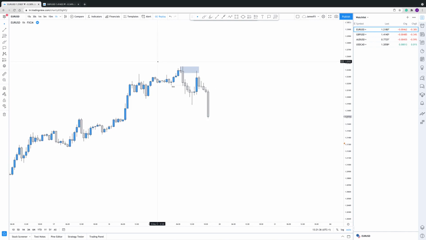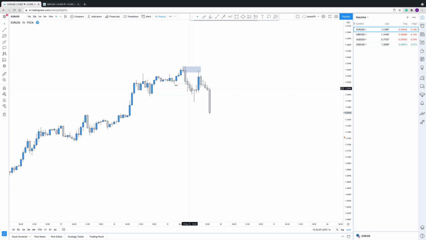So once we broke structure, as you already know, we have the last up move before the down move that broke structure. We can then also refine it from this last up move to this candle here, because we can see this candle has not engulfed the order block. So this is our supply zone and order block, which we can look to get short from.